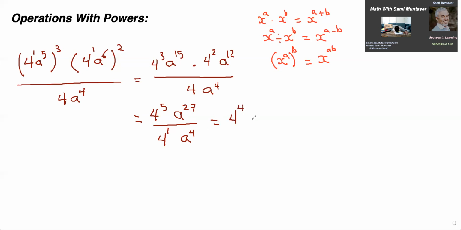And a to the 27 divided by a to the 4, you subtract the exponents, and you get a to the 23. 27 minus 4. And therefore, 4 to the 4 gives you 256. So 4 to the 4 gives you 256 and a to the 23. And that's your answer for that one.